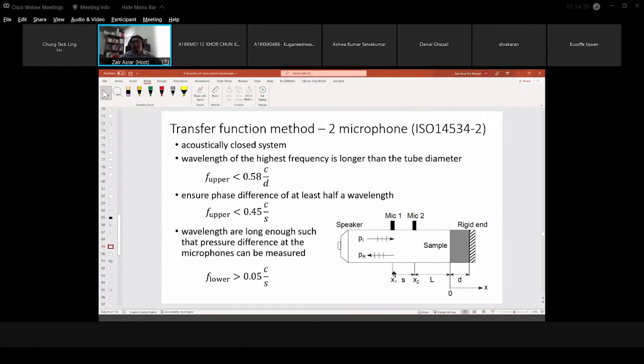Okay, S is basically the distance between the microphones that we use to measure the sound. So we need to ensure that the wavelength is long enough such that we can measure the difference in sound pressure. And the lower frequency is governed by this equation, which is F lower should be larger than 0.05 C over S. Again, S is our distance between the microphones. So we will control the effective frequency based on the diameter as well as the spacing between the microphones.